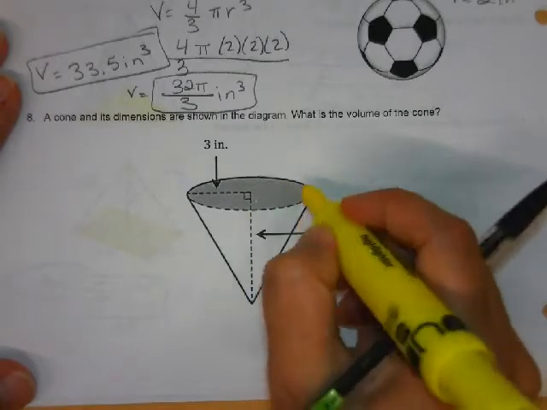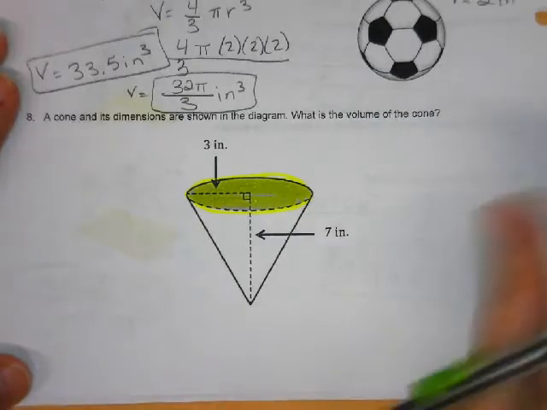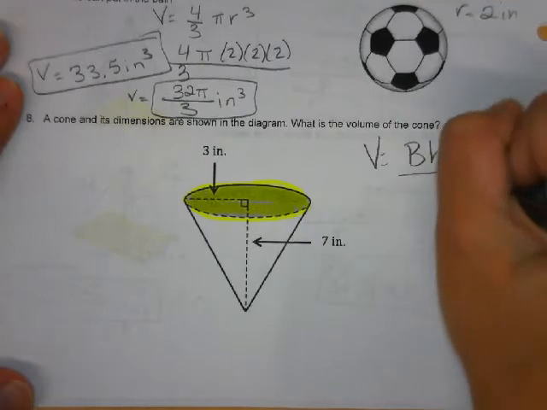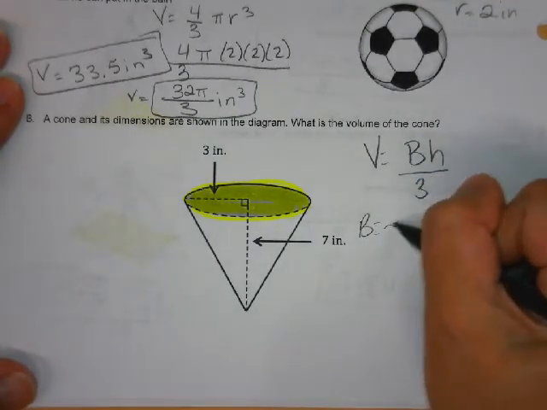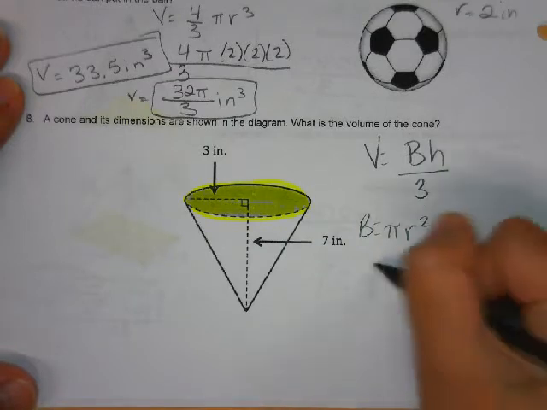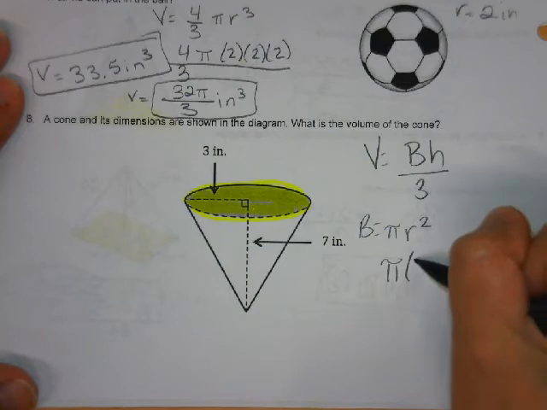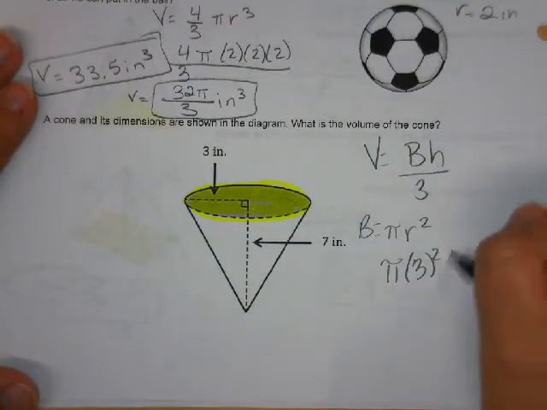Here's a cone, very nice. You could put some ice cream in it. Sometimes little water cups are shaped like this. The volume of the cone, remember, is big BH divided by 3, just like a pyramid. And big B is pi r squared. So if I'm going to use pi times r squared, 3 squared, and then the height is 7.